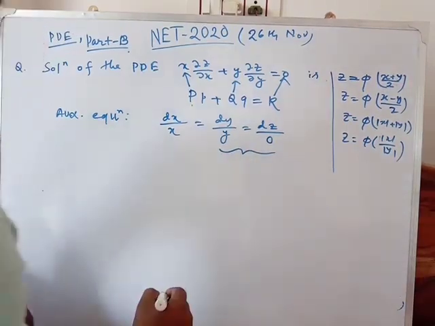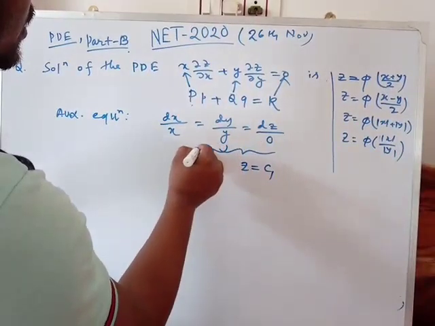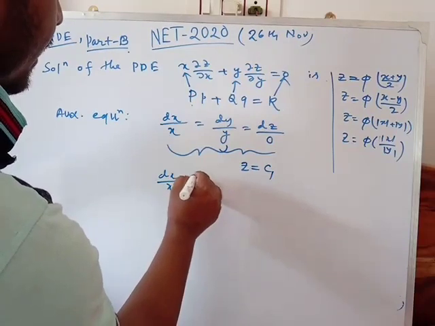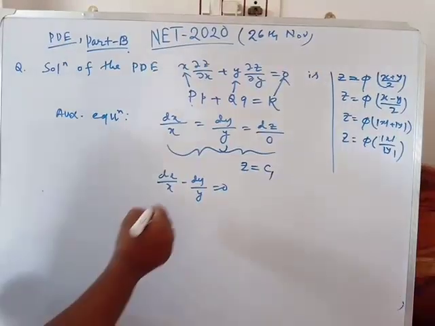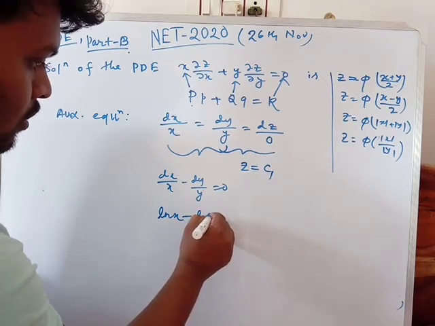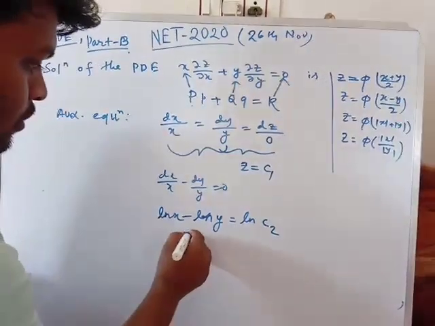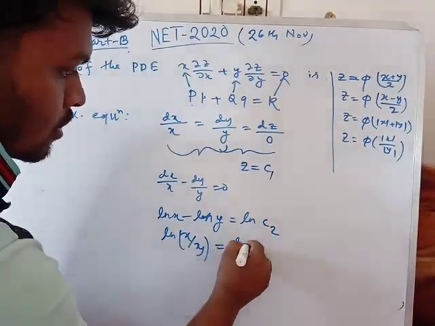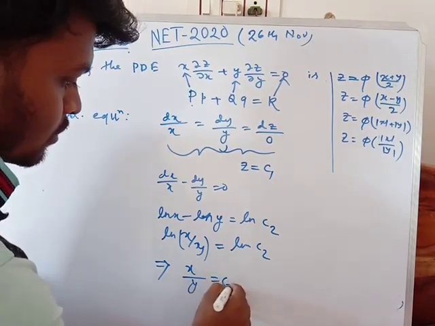So if we take these two ratios, we get z equal to c1, and if we take these two ratios, we have dx by x minus dy by y equal to 0. If we integrate, we get log x minus log y equal to log c2. So log x by y equal to log c2. So from here we have x by y equal to c2.